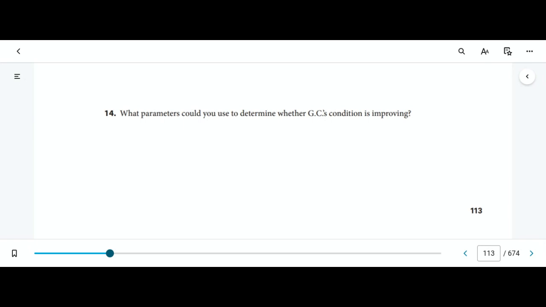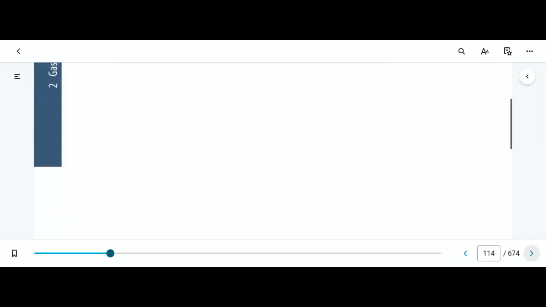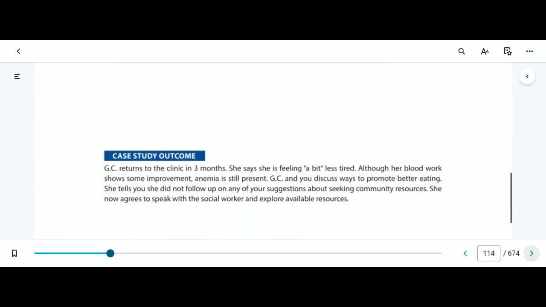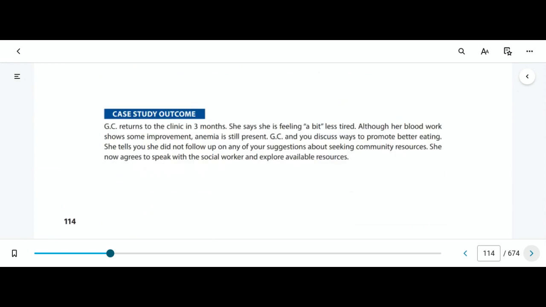All right, let's see. We'll skip that. You can do that if you want. She returns to the clinic in 3 months. She's saying she feels a bit less tired, and although her blood work shows some improvement, anemia is still present. GC and you discuss ways to promote better eating. She tells you she did not follow up on any of your suggestions about seeking community resources. Does that happen? Bless it.